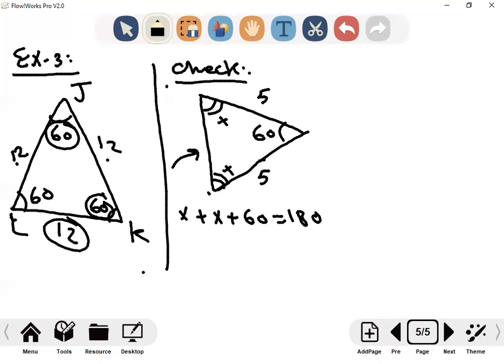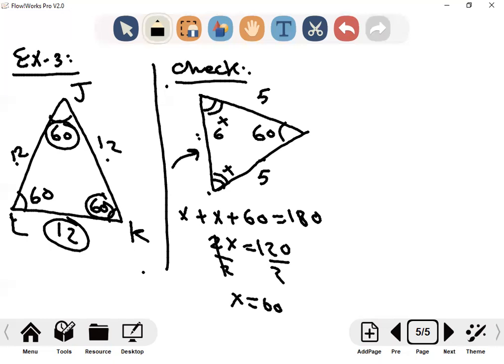I cannot say this is 60 and this is 60 directly. Why? Because I don't know about the third side. Is it equal to them or no? I can use here the isosceles idea, not the equilateral idea. Got it? So here 2x plus 60 equal 180, meaning 2x equals 120.